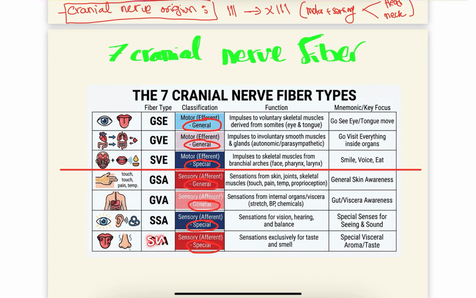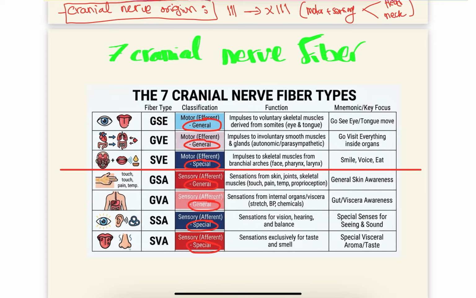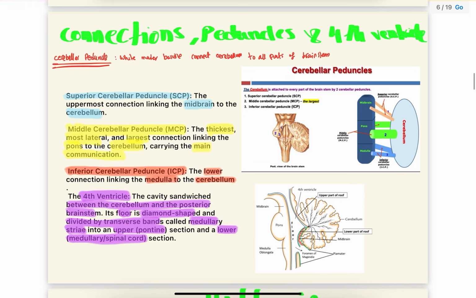And then we have the SVA. So the SVA is special viscera, aroma, and taste. So it's for what? Your aroma, smell, and taste. So I hope it makes sense. And it's easier than most of, for example, the resources where you have to actually memorize it without taking a mnemonic. Okay, moving on, let's talk about the connections, the peduncles, and the fourth ventricle.